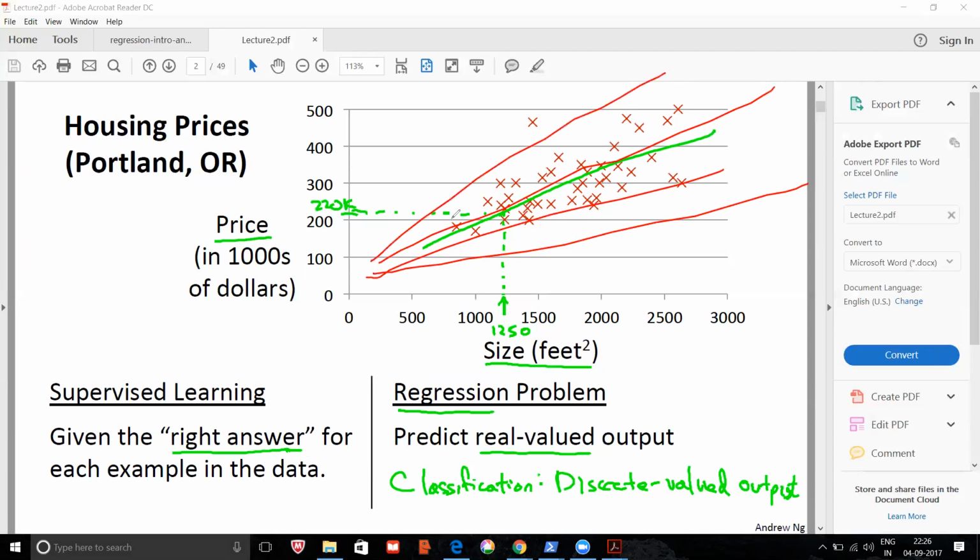Many would be there. Exactly, many. Infinite actually, not many. The answer is infinite because there is infinite possibility of theta 0 and theta 1, isn't it?